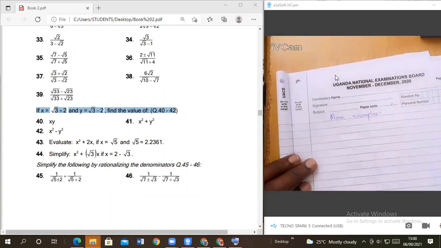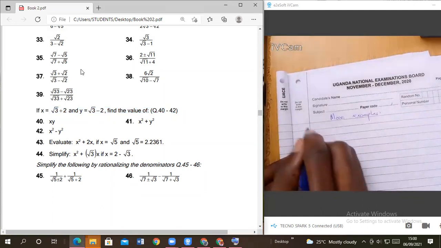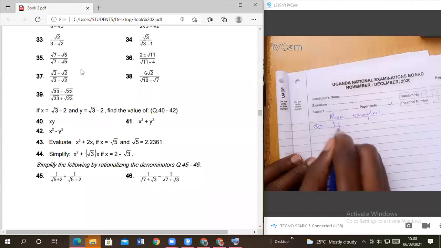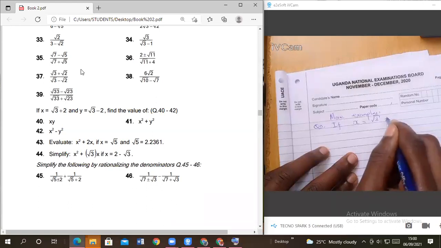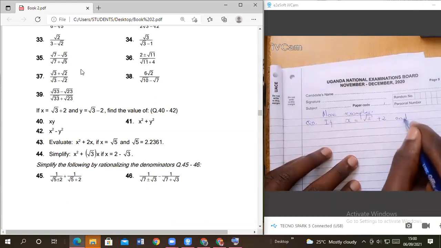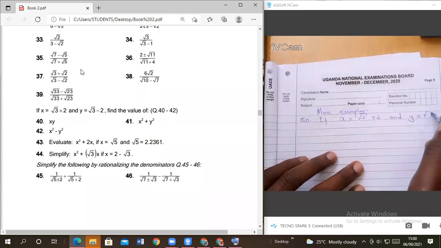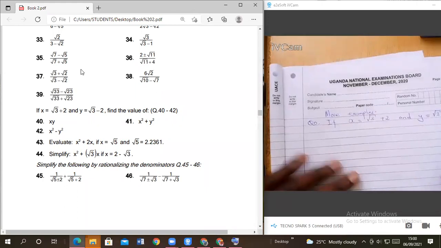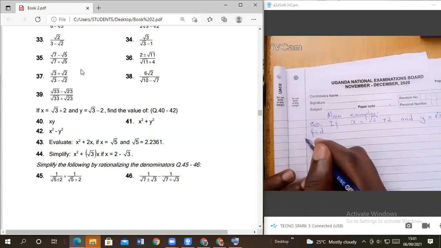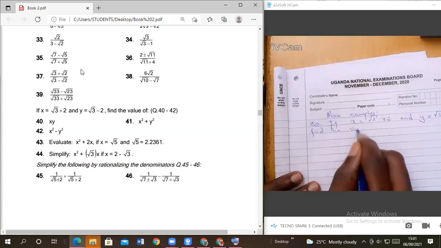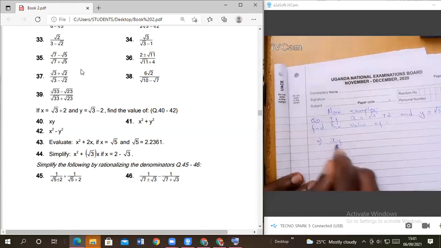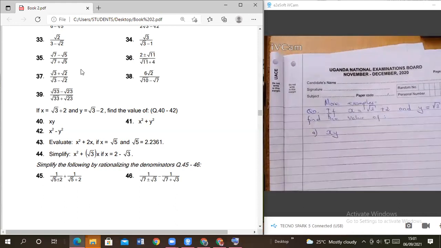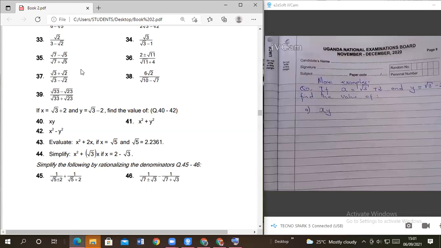The question is saying, if x is equal to root of 3 plus 2 and y is equal to root of 3 minus 2, find the value of, let's put it as part A. Part A is xy. Let's work them one by one. So in A, they want us to find xy, members.